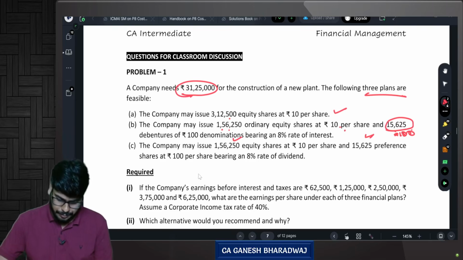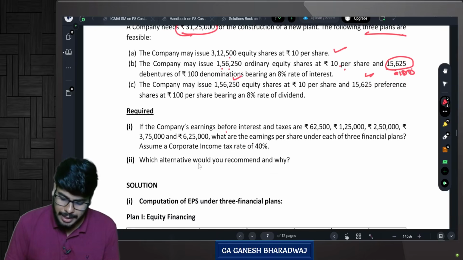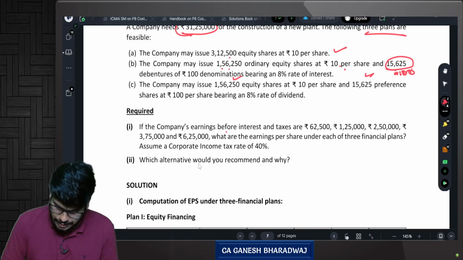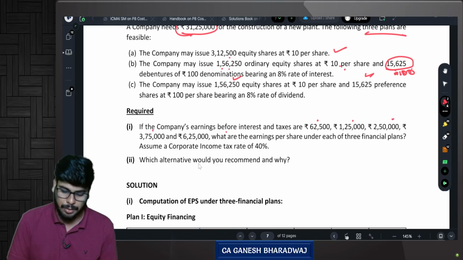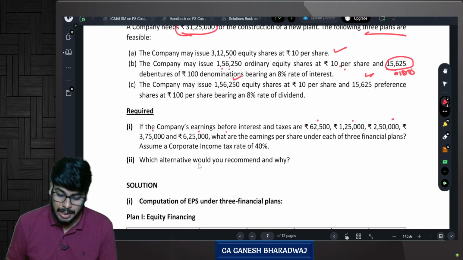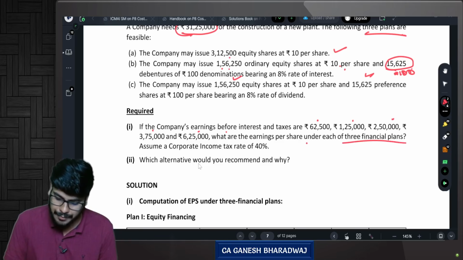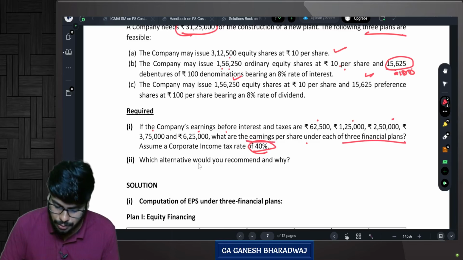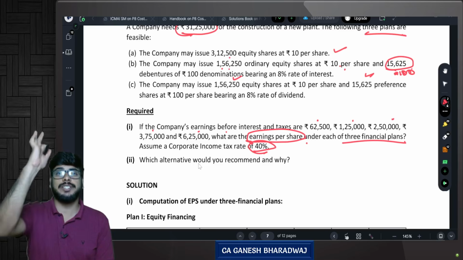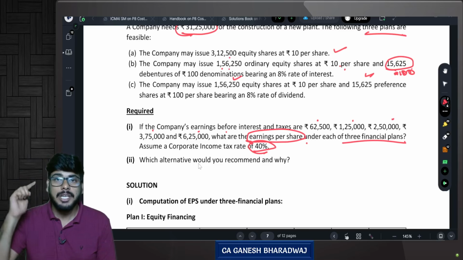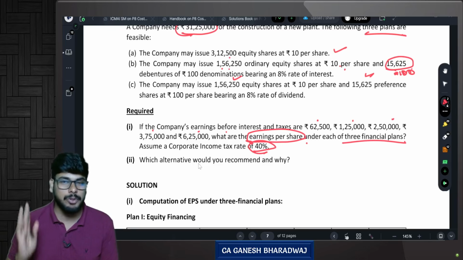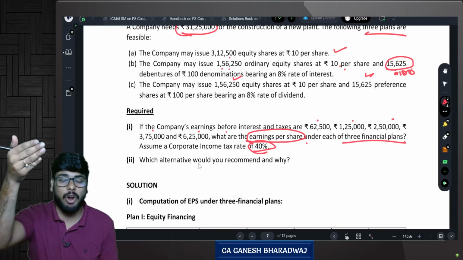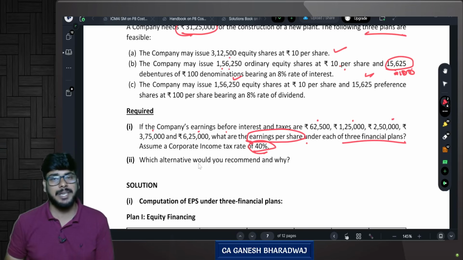Yes. Now look at this. Required: if the company's earnings before interest and tax are 62,500, 1,25,000, 2,50,000, 3,75,000, 6,25,000, what are the earnings per share under each of the three financial plans? Assume a corporate income tax of 40%. Which alternative would you recommend and why? So in this question, they are just asking you to calculate EPS. That is, you should decide which is the best source of finance through EPS. So you will compute the EPS and you will go for that alternative which gives you the maximum EPS. Are you clear with this?